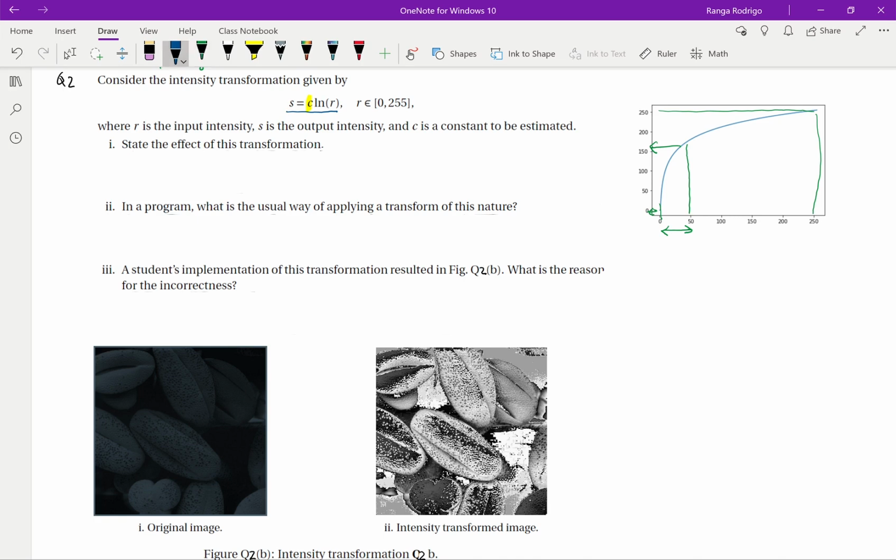So the answer to this is: maps a narrow range of dark pixels to a wide range of dark pixels. So as a result, dark regions are vibrantly represented.